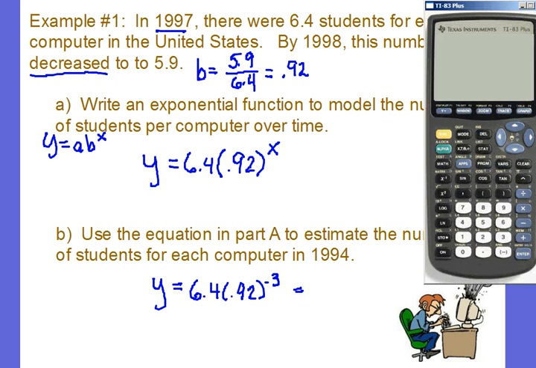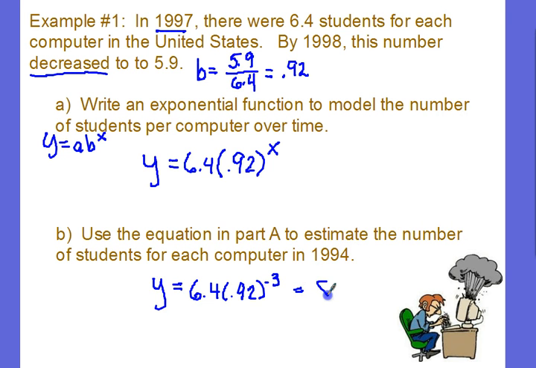Plugging that into our calculator gives us 6.4 times 0.92 to the negative third, and that gives us 8.2. So there were approximately 8.2 students per computer in that year.